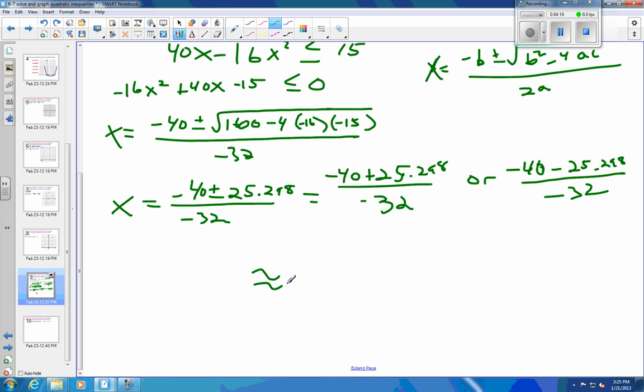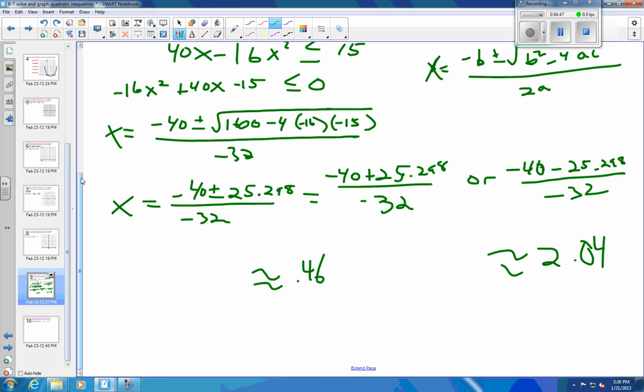So approximately 0.46. And then on the other one, it's going to be negative 40 minus the 25.298 divided by negative 32. And this one's going to be approximately 2.04. And then we've got to figure out what this is telling us.